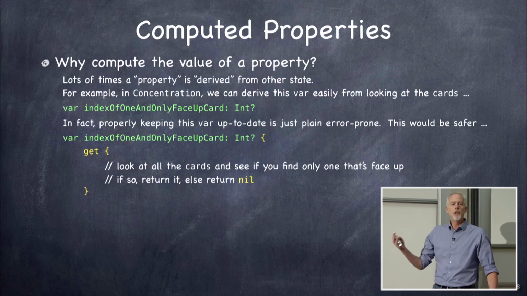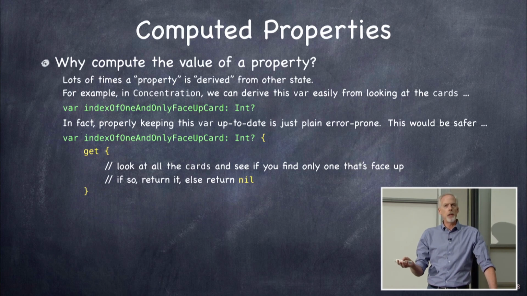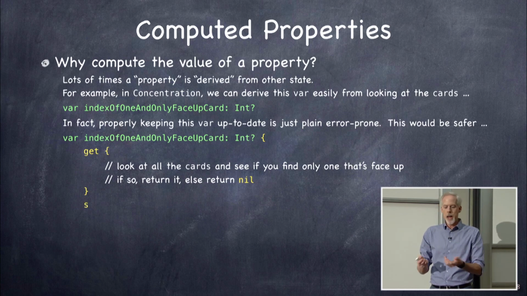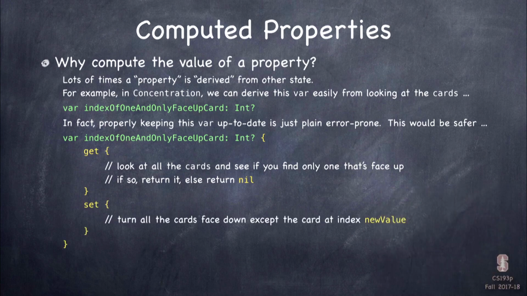So we could imagine implementing index of one and only face-up card as a computed property, where the get just looks at all the cards, and if it only finds one face-up card, it returns that index. Otherwise, it returns nil. Okay? And the set just looks at that index, makes sure that card's face up, and all the rest are face down. You see? So we're just using this computed property to essentially provide this conceptual property, which is the index of the one and only face-up card. That is a property of our game, but it's computed from another one. Everyone get what I'm saying there?